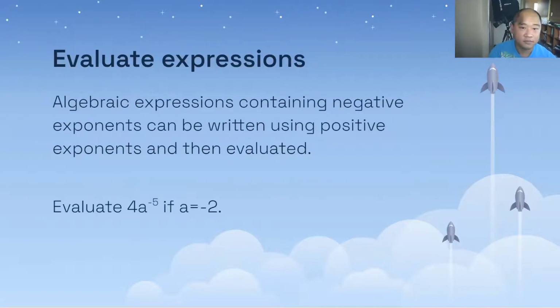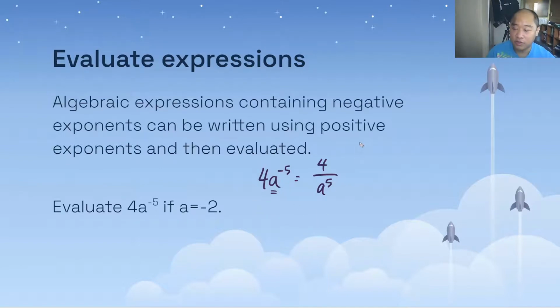Okay. All right, evaluate expressions. Algebraic expressions containing negative exponents can be written using positive exponents and then evaluated. So here we have 4a to the negative 5th. And the negative 5 only applies to the a, right? So this is going to be 4 over a to the 5th, because the only thing that's being divided is the base a, not 4, because there are no parentheses here.